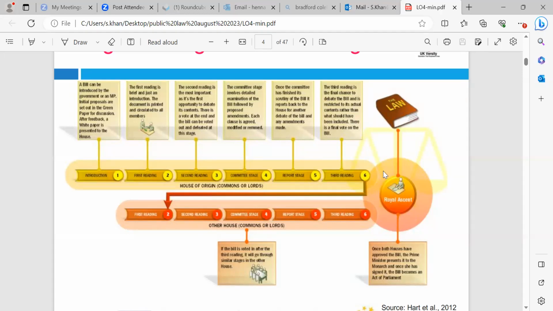Once the committee stage has finished its scrutiny of the bill, it reports back to the House for another debate on the bill and any amendments made. The third reading is the final chance to debate, and then once both houses have approved it, the Prime Minister presents it to the monarch, the king, and it's signed, and then the bill becomes an act of parliament.